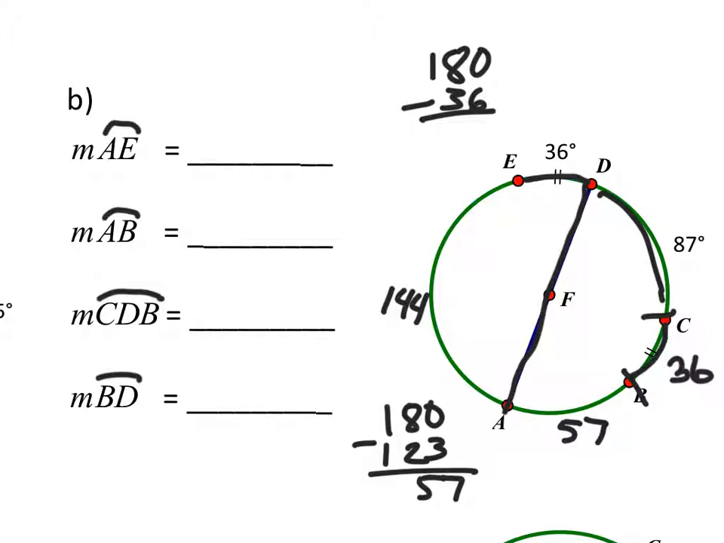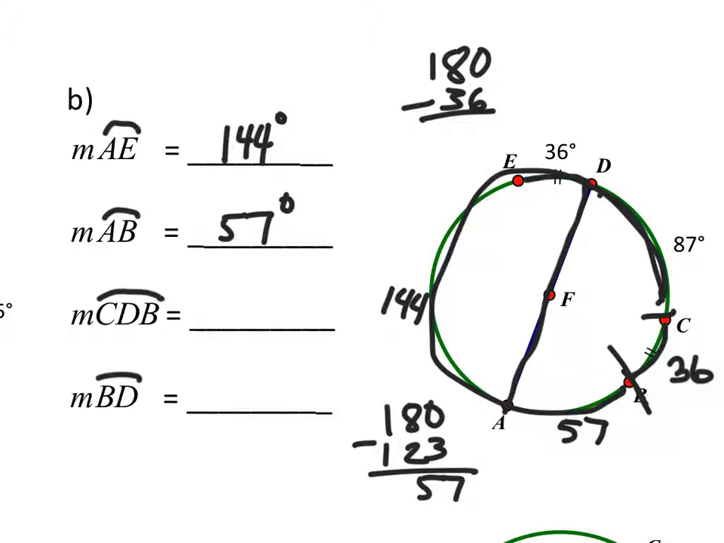The measure of arc A to E would be that shortest distance, which is 144 degrees. From A to B is the 57 degrees. C to D to B is 87. So C to D to B is basically 360 take away 36. It's just that 36 part there. So 360 take away 36 is 324.